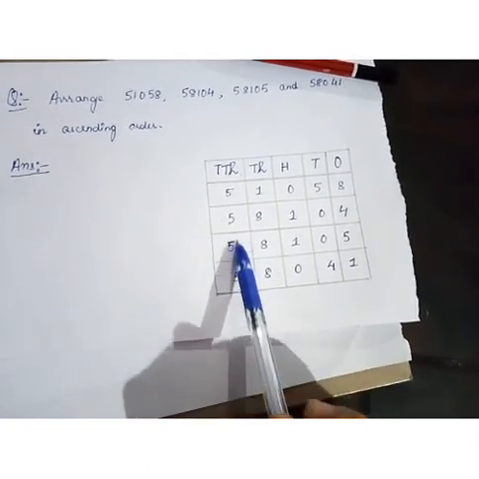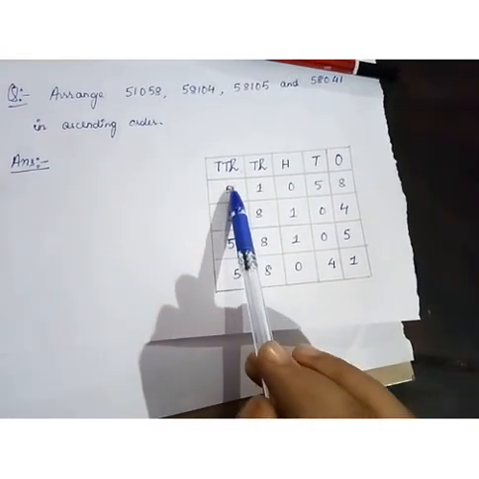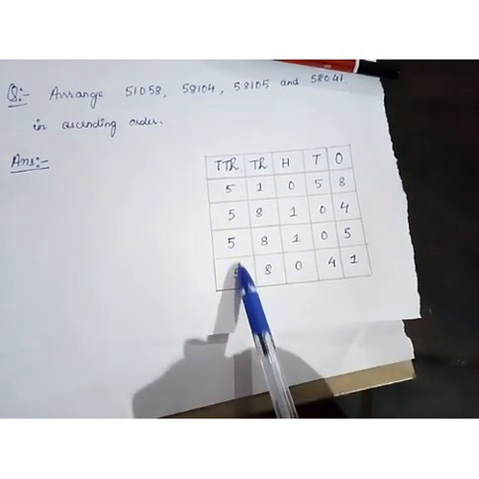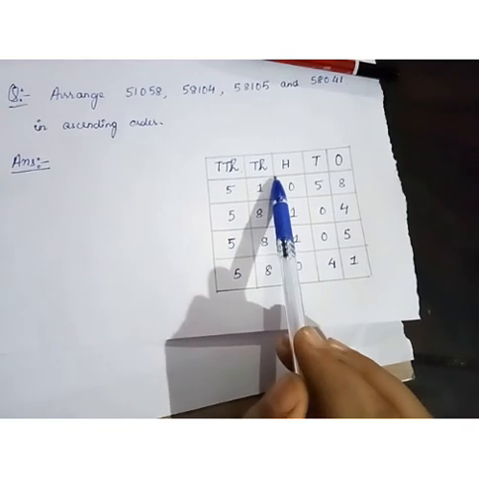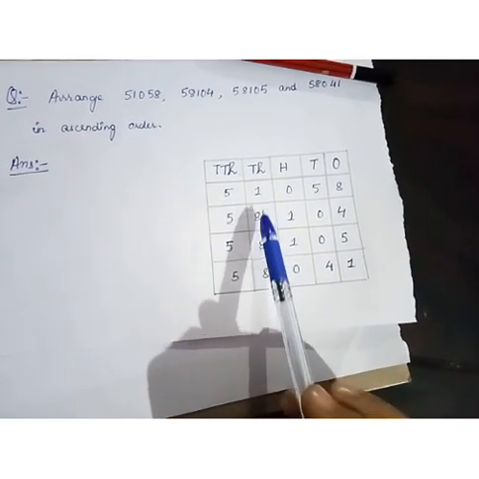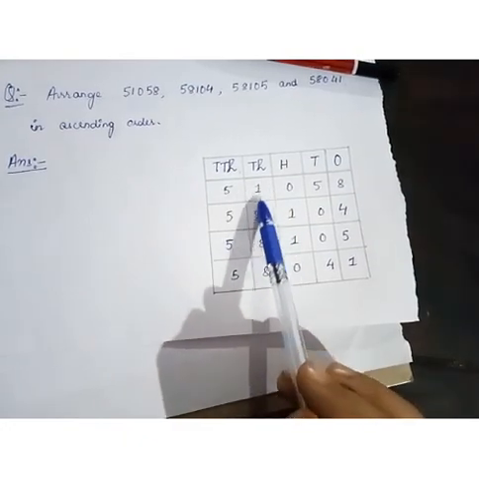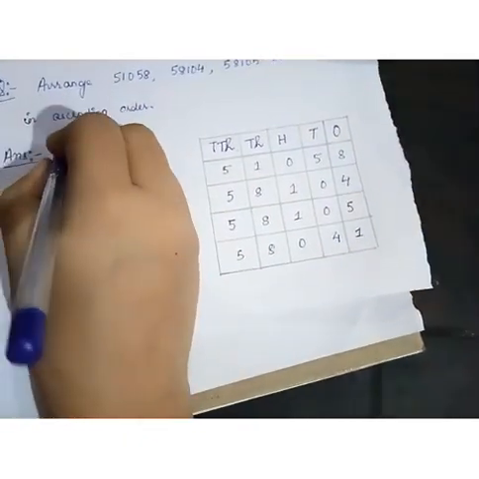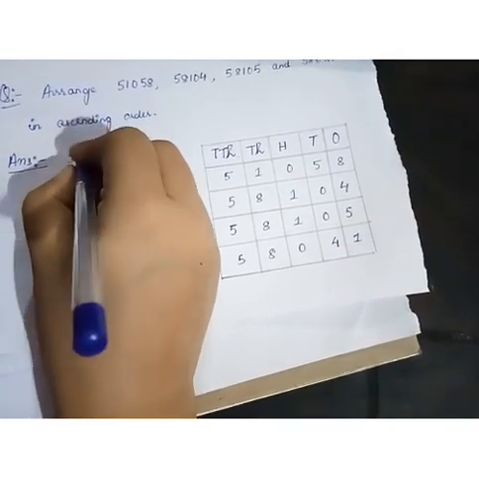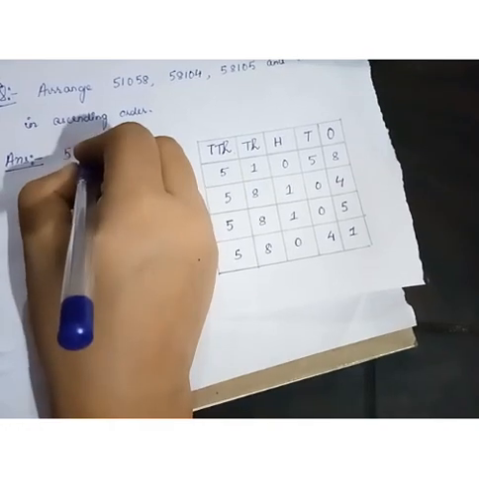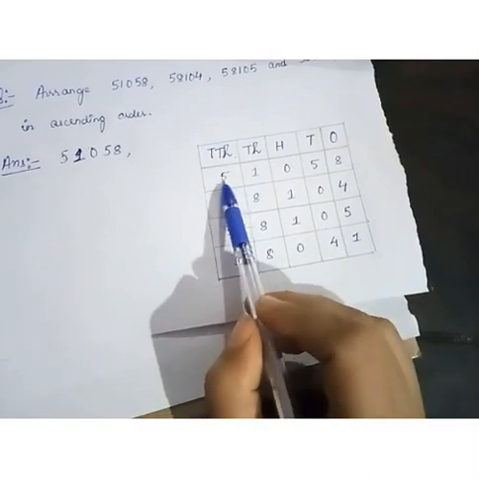In the 10,000 column, all the numbers have 5, that means all are the same. Since it is the same, let us go to the next one, that is thousands. In the thousands place, we have 1, 8, 8, 8. That means 8 is bigger, so 1 is smaller. So the smallest number here is 51,058.